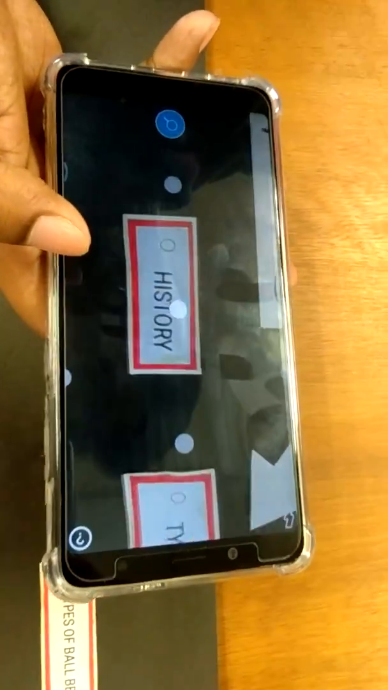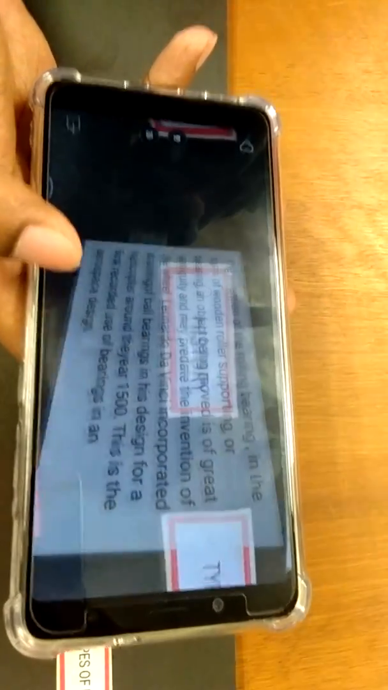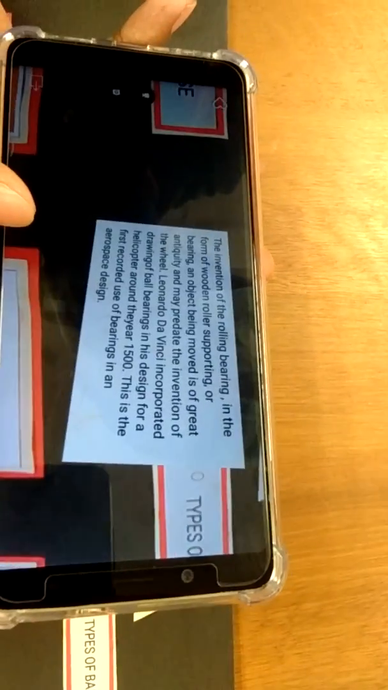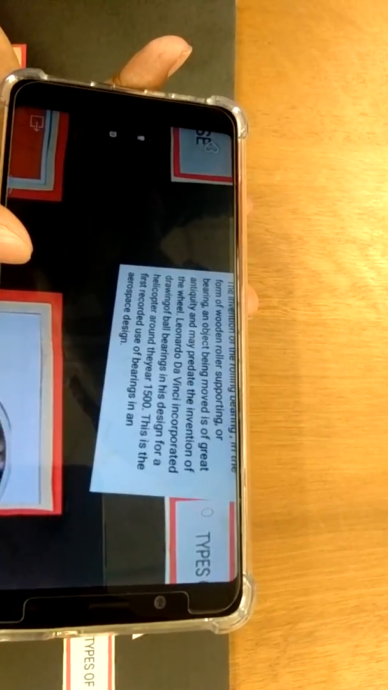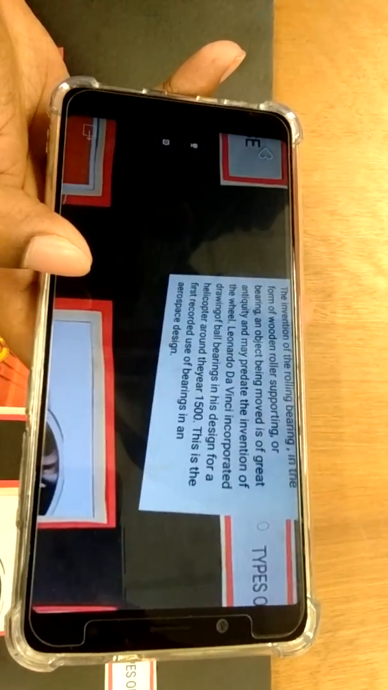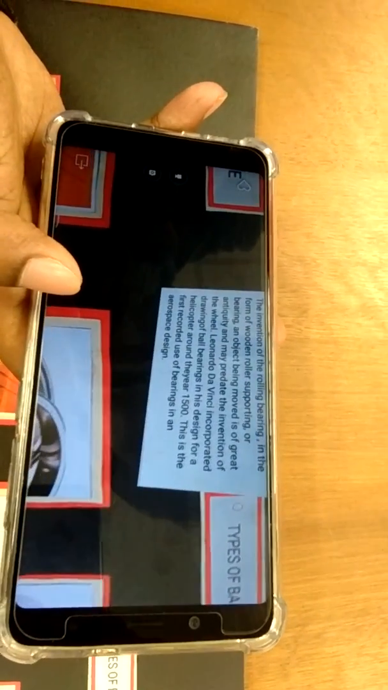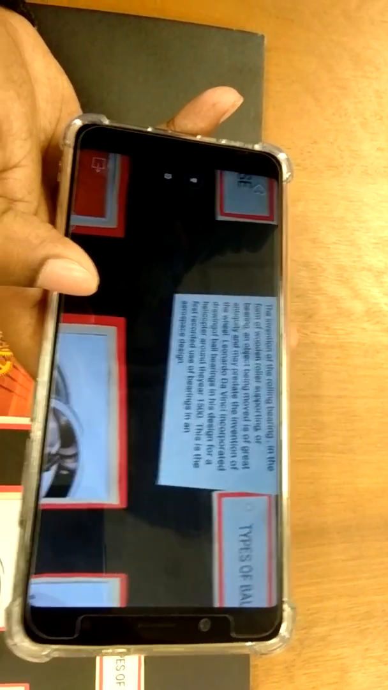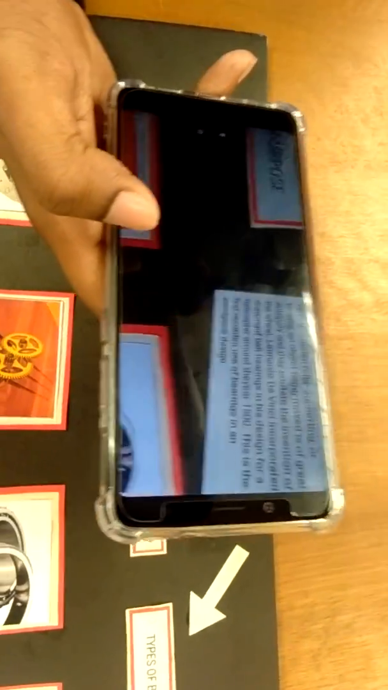Now we're going to talk about the history of bearings. Sometimes the app doesn't work right, but it takes time. The invention of the rolling bearing, in the form of a wooden roller supporting or bearing an object being moved, is of great antiquity and may predate the invention of the wheel. Leonardo da Vinci incorporated drawings of ball bearings in his design for a helicopter around the year 1500. This is the first recorded use of a bearing in an aerospace design. So that's the history of bearings.